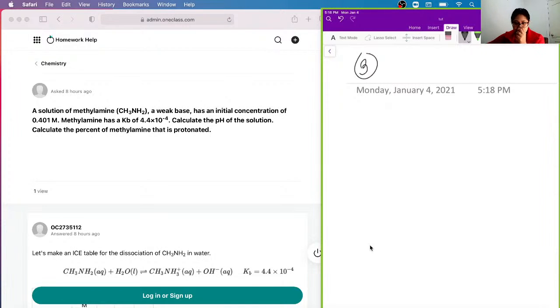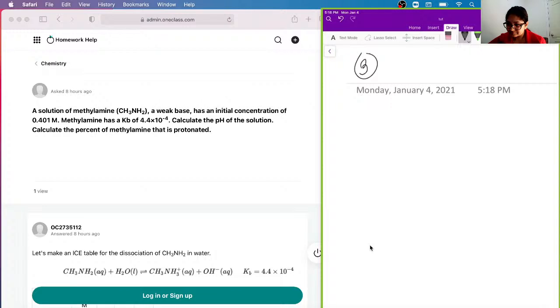Okay, so our third question says a solution of methylamine, which is a weak base, has an initial concentration of 0.401 molar. Methylamine has an equilibrium constant of 4.4 times 10 to the power negative 4. Calculate the pH. Calculate the percent of methylamine that is protonated.